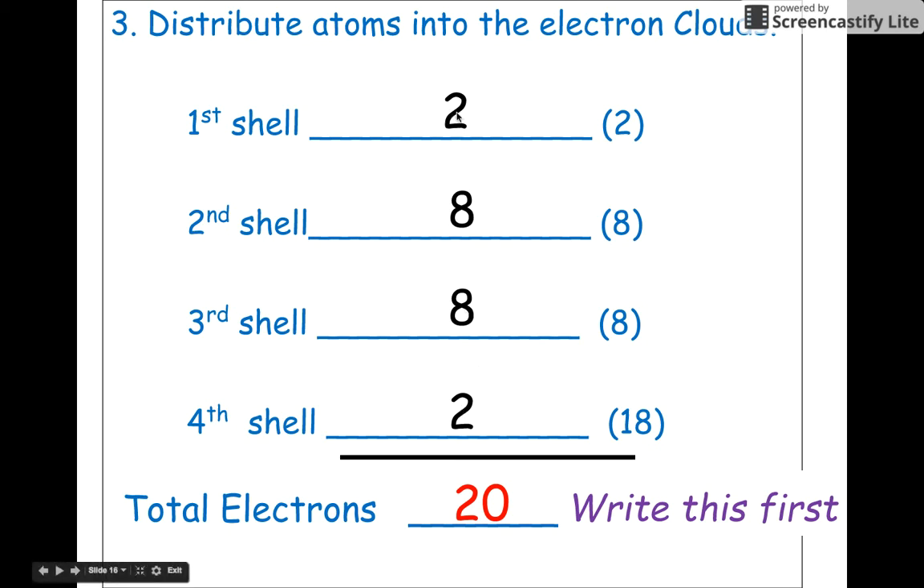The maximum for the first one, 2. The maximum for the second one, 8. The maximum for the third one, 8. And for the fourth one, not the maximum, the 2 that were left for the last one, 2, and made 20.